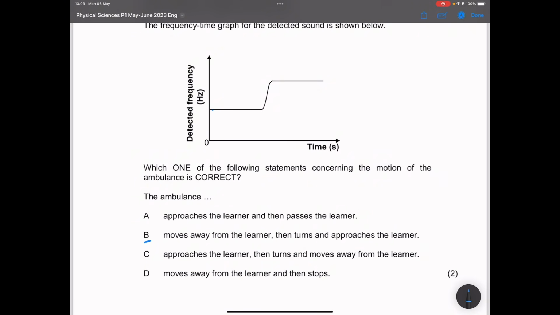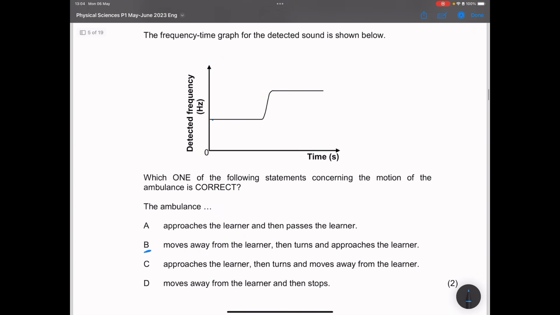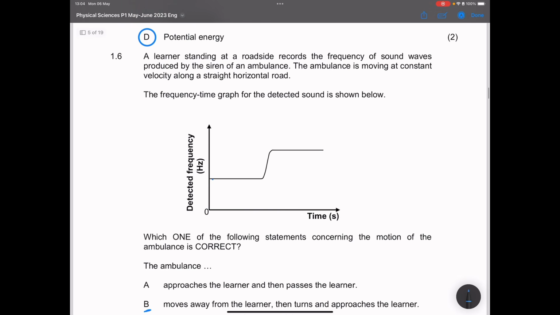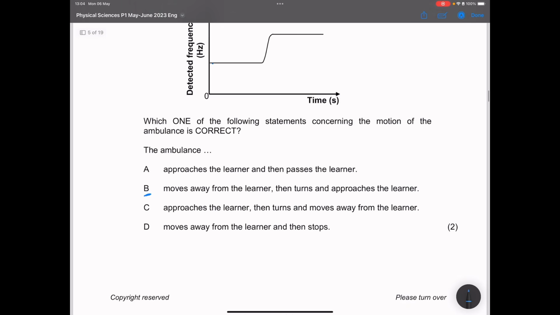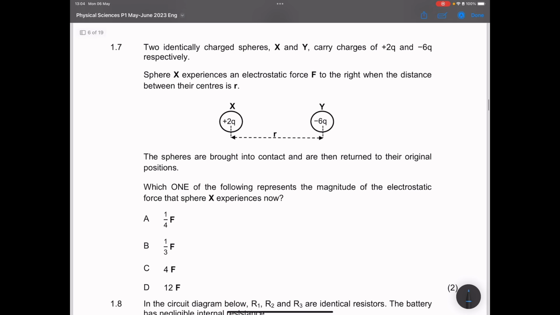They say approaches the learner, then turns to move away, not really. Moves away from the learner and then stops. In this case, remember, they told us that the ambulance is moving at constant velocity, so I will assume that it continues to move. So the only one that looks plausible is actually B. Okay, so next question.